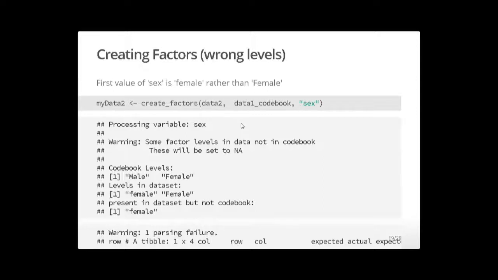But what happens, say, if we have the wrong level? You can often get M's and F's and zeros and ones and lower and upper case. Well, here we've just got one case where one of the values is F for female, the lower f instead of the capital F. And because R is case sensitive, then we want to know about that. We can go back and fix that. And so it lets us know.